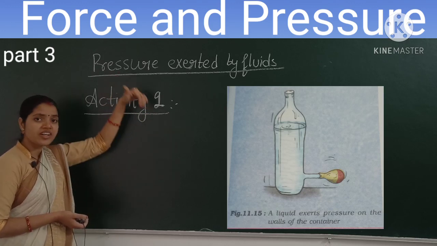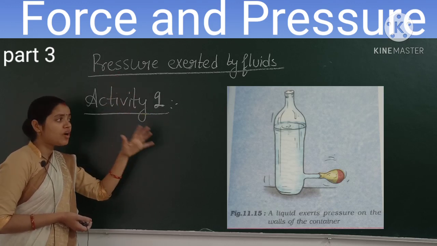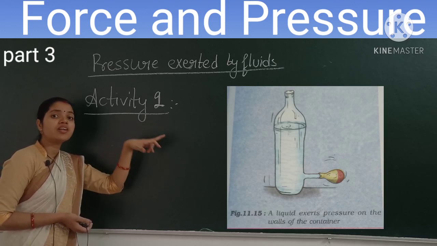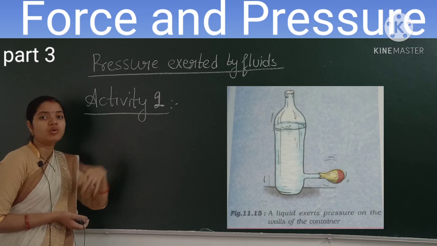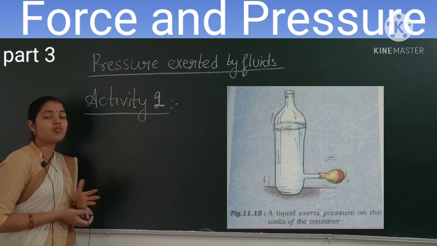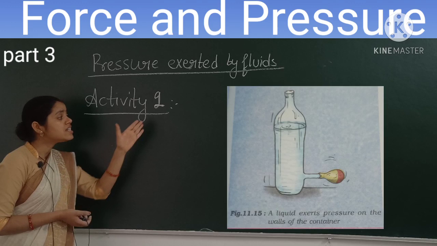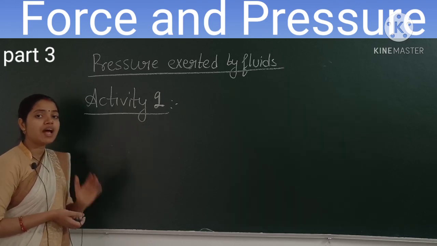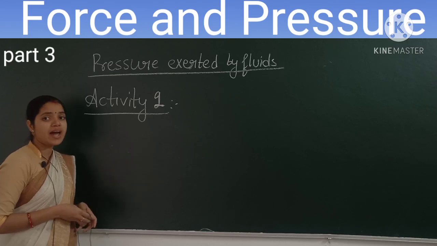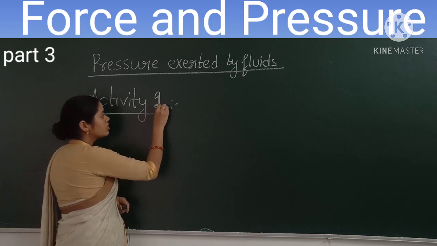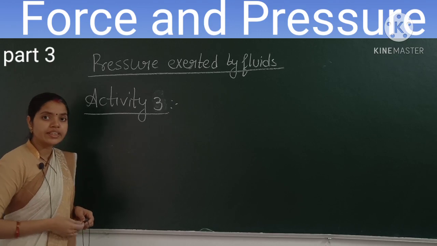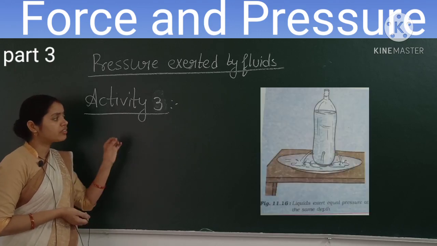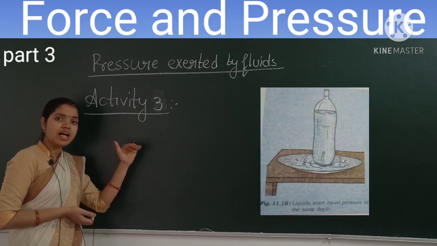If more water is poured into that bottle, then what happens? Water exerts more pressure, then the rubber will bulge out more. Okay, so this shows that water exerts pressure on the sides of the container. Understood students? Okay, now come to the third activity. Third activity, take a bottle, okay, and make 3-4 holes at the same height.